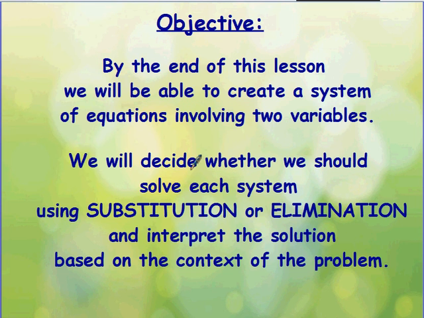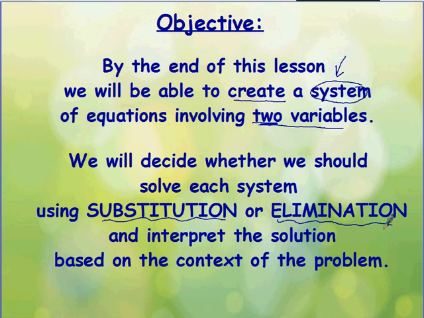By the end of this lesson, we will be able to create a system of equations involving two variables. Systems always involve two or more equations. So we're basically going to be given enough information to create two or more equations, each of which may involve two variables. We will then decide whether we should solve each system using the substitution method or the elimination method, both of which we've been practicing in class.